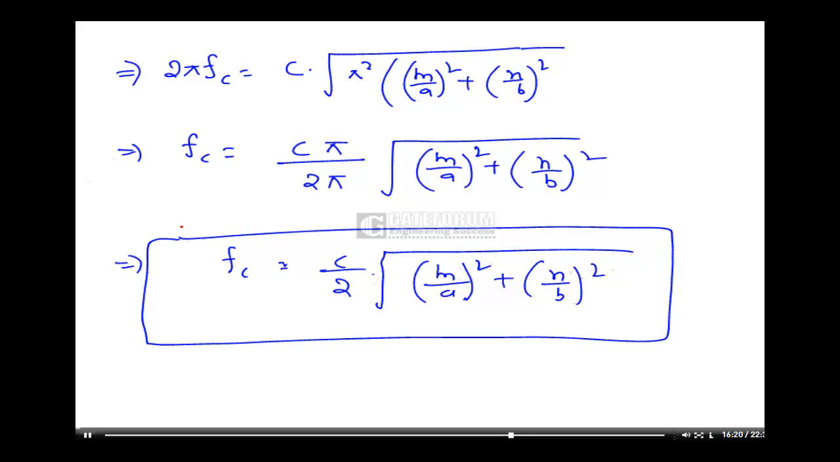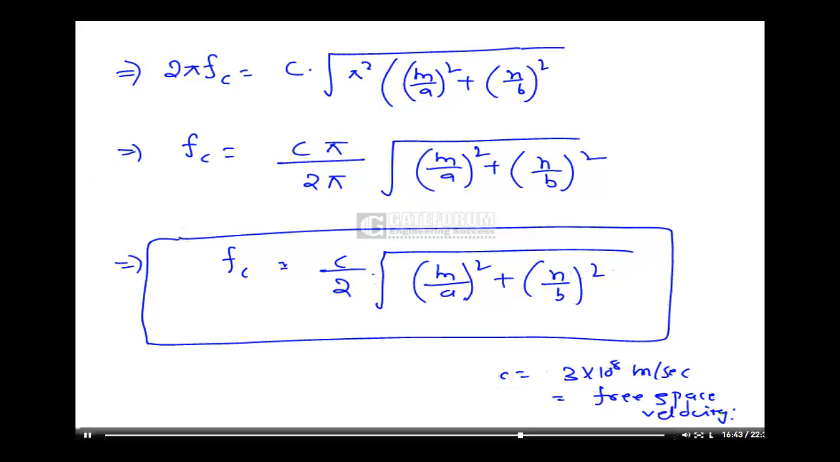Just substitute the values of m and n, where a is the width and b is the height of the waveguide. c is 3 into 10 power 8 meters per second, that is the free space velocity.